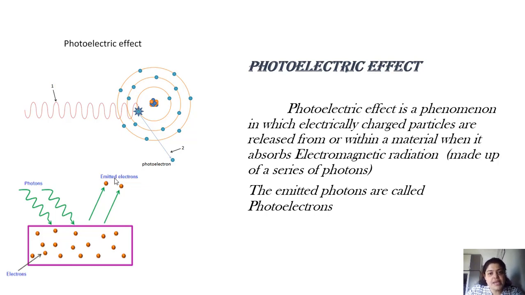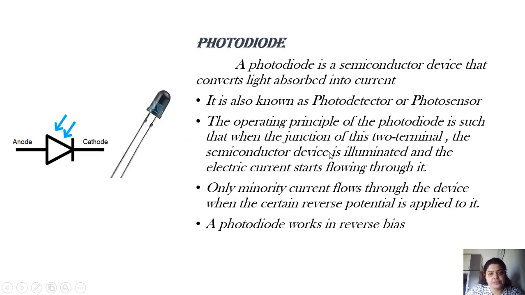So basically, the generation or release of electrons leads to current. We can say that the photoelectric effect gives you current when light is absorbed. Now let us see what exactly a photodiode is. A photodiode is a semiconductor device which converts absorbed light into current. It is also known as a photodetector or a photosensor. As we've just seen, the operating principle is the photoelectric effect.